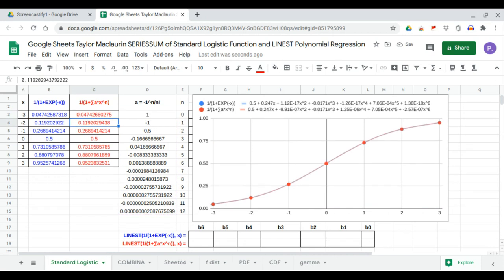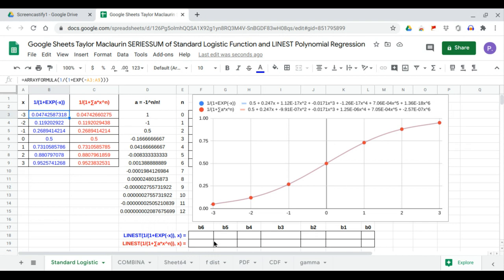Now they're on the same line. And their values match closely up to here. But there's a bit of an error as you go farther from 0. And our trend line equation, they're on the same trend line.